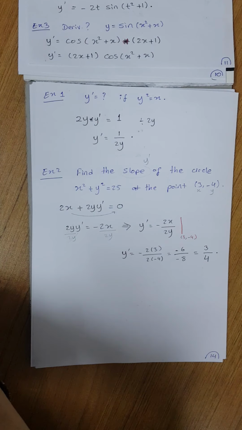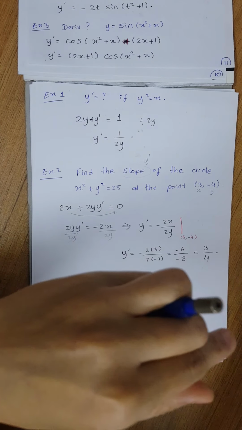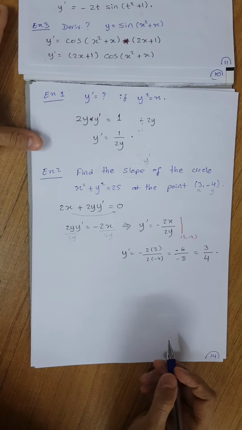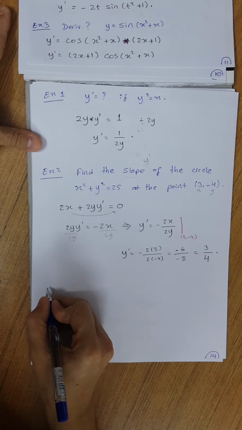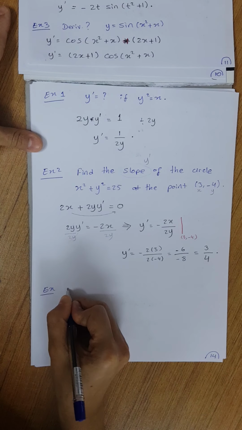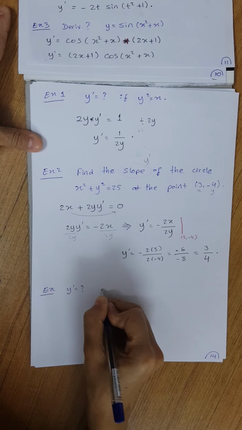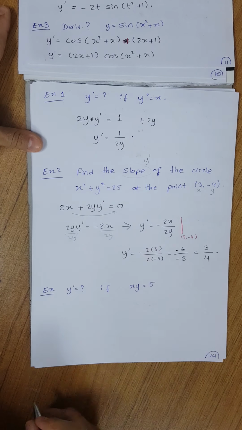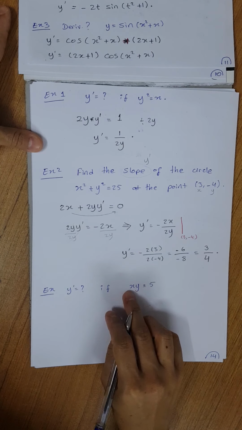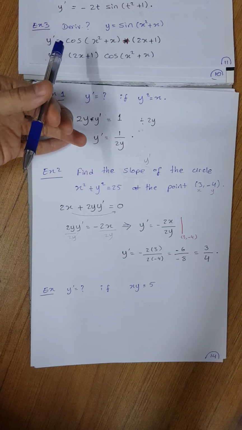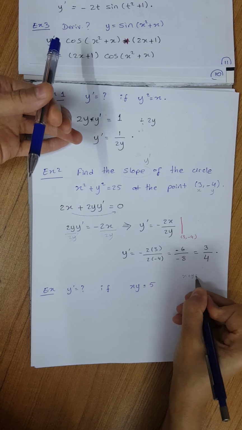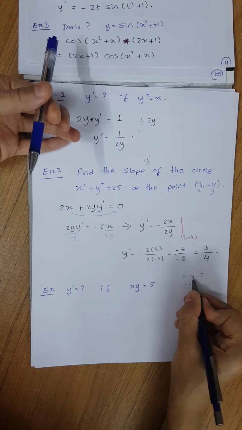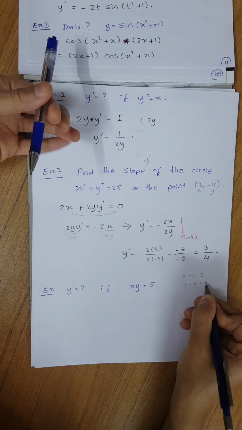We are given another example, example 3, but before doing example 3, I will give you an example of my own that I will do for you, and then I will do example 3. Again, it will be required from you to find y prime, if x multiplied by y is equal to 5. We know if you have x plus y equal to 5, how do we find that derivative? The derivative of x is 1, the derivative of y is y prime, that's equal to 0.